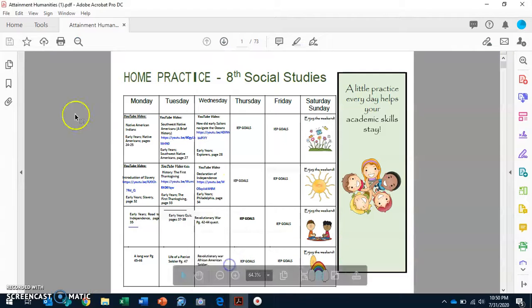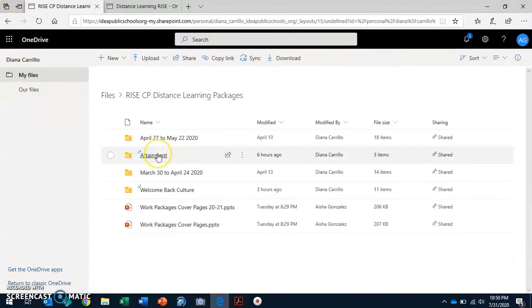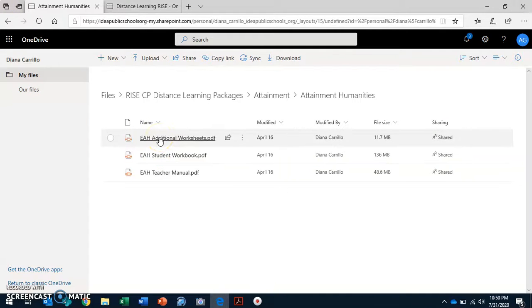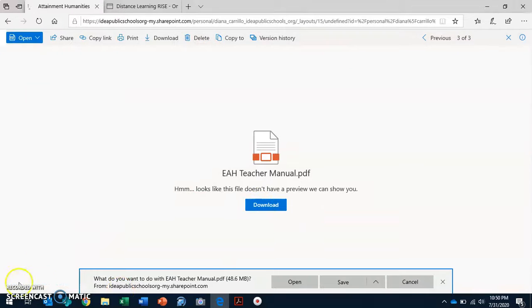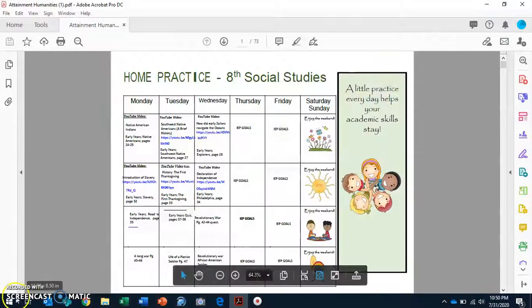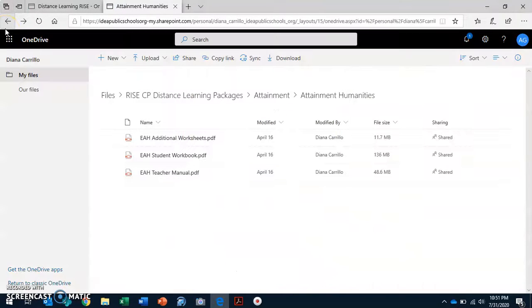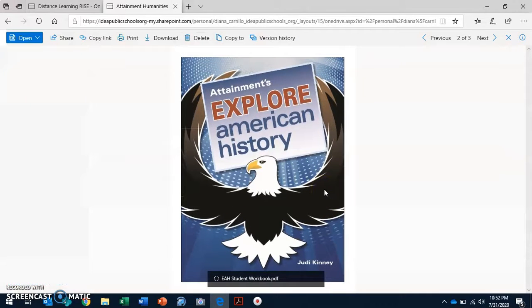Depending where they're at, I think the file, there's also, like here, if you press attainment for humanities is here too, so you don't really have to look for it if you don't want to. The teacher manual is here as well. Here's the teacher manual. There's also the student workbook, which is the one that you will be using to provide for the kids.